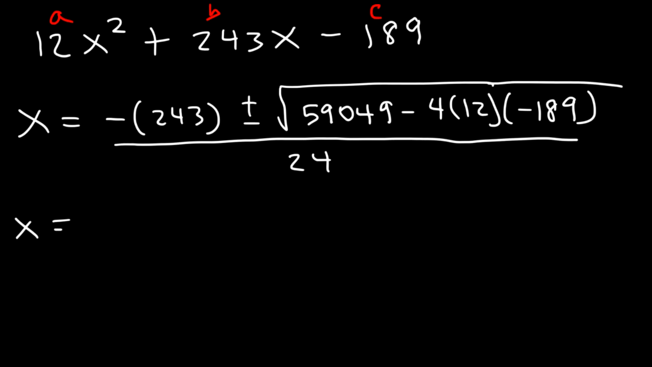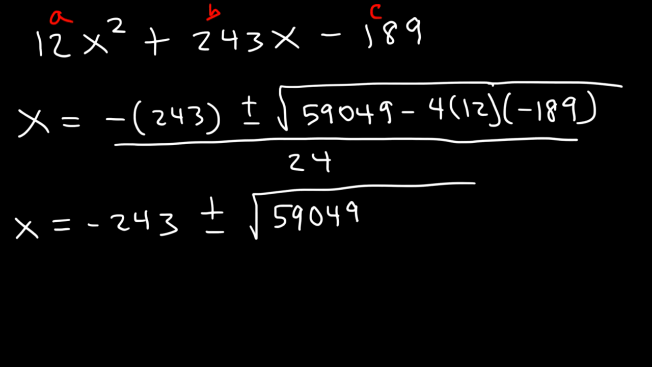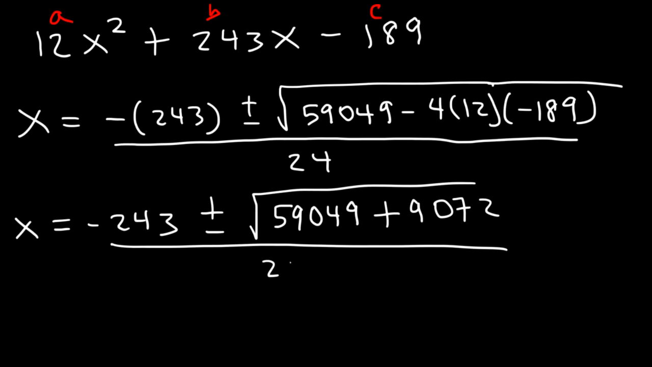So what we now have is negative 243 plus or minus the square root of 59,049. And then let's multiply negative 4 times 12, that's negative 48. And then negative 48 times negative 189, that's going to be positive 9,072, all divided by 24. 9,072 plus 59,049, that's 68,121. If we take the square root of that number, we're going to get 261.